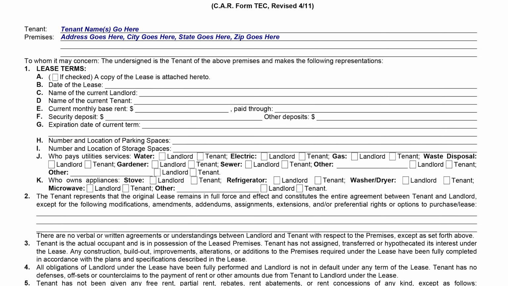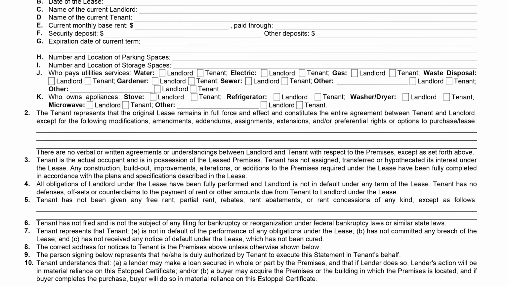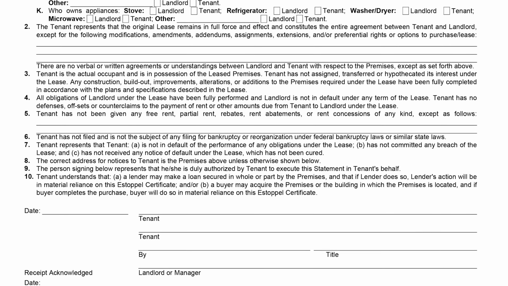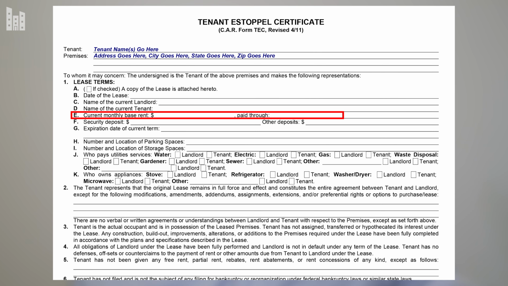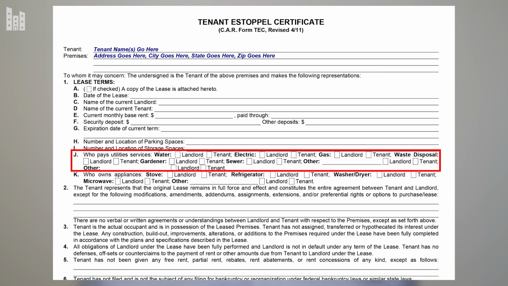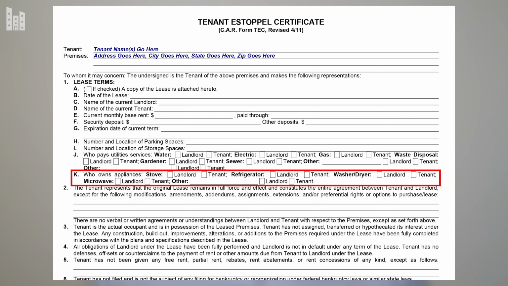So a Tenant Estoppel essentially is a one-page form, and it comes in various forms, but typically it's a one-page form that itemizes for you the tenant, the unit number, who the landlord is, what the current rental rate is, how much security deposit they have on file, or is the landlord and tenant agreeing that that is the current security deposit. It also outlines what utilities the tenant pays. Do they pay for electricity, gas, water, or trash? It also notates the appliances that are in the property, the stove, the refrigerator, the microwave. What belongs to who? Does it belong to the tenant? Does it belong to the unit?